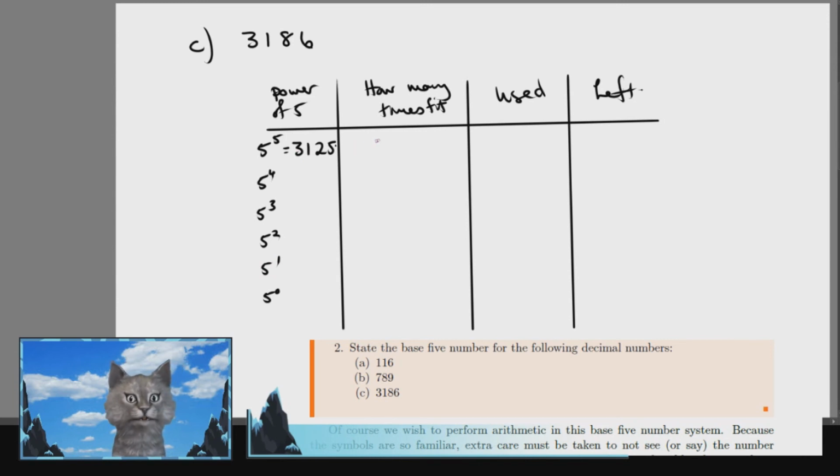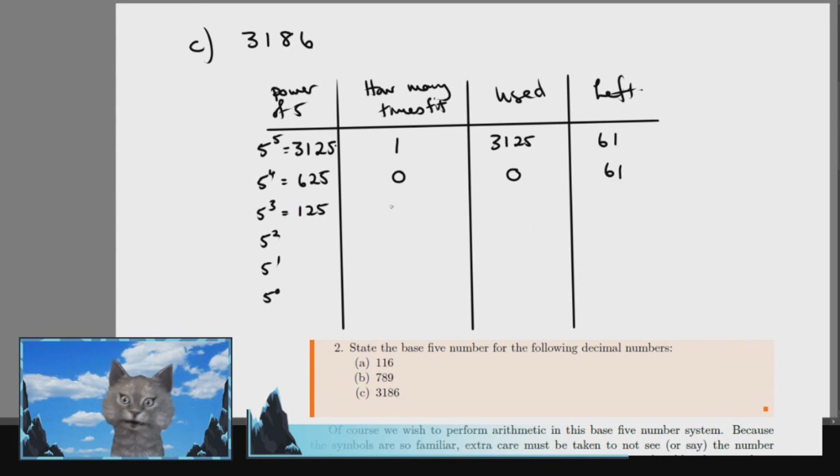3,125 can fit in once. I've used 3,125. I have left? Well, just subtract it from what I originally started with, and you'll get 61. Not much left, but I can't skip anything. I have to emphasize and say, I cannot fit in a group of 625. 0. I've used nothing. I still have 61 left.